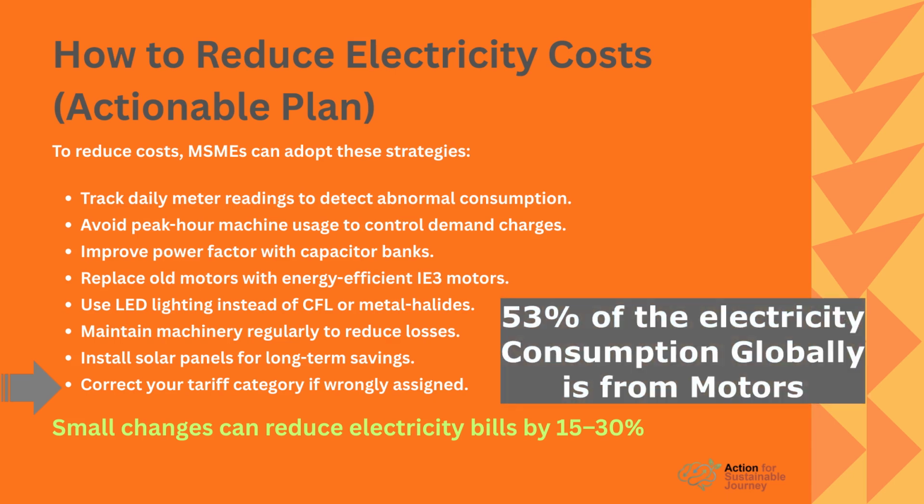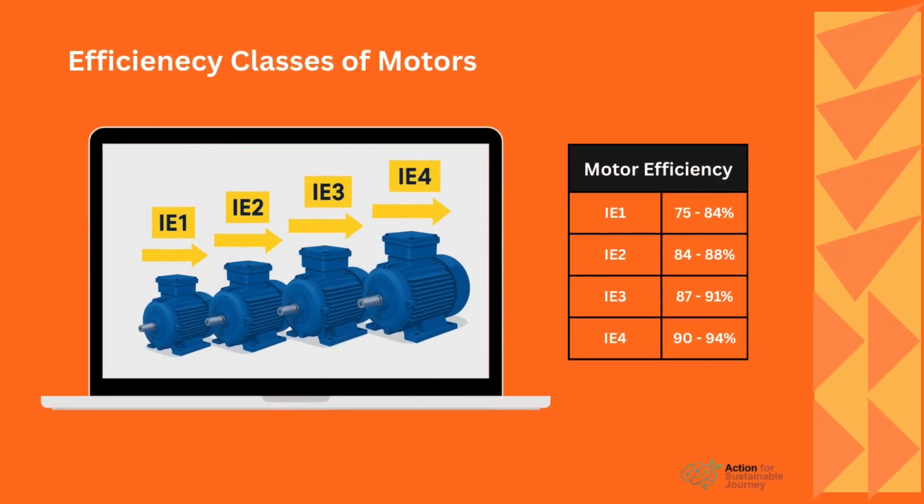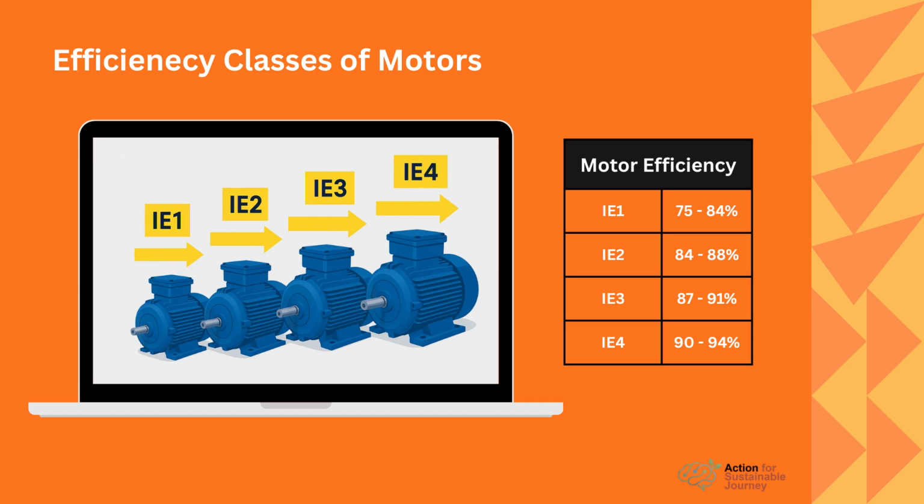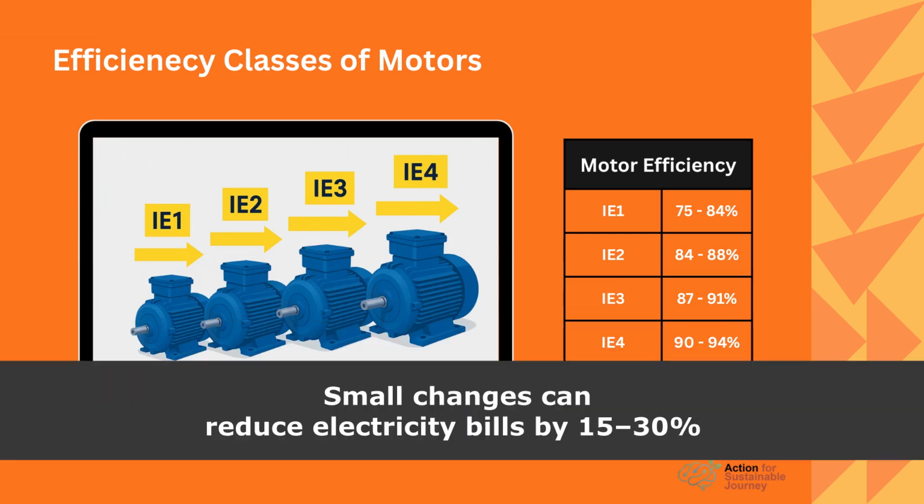Globally, 53% of the electrical energy is used by motors alone. Therefore, use IE2 or IE3 rated motors that will reduce your energy cost, though the initial cost will be high. Small changes can reduce electricity bills by 15 to 30%.